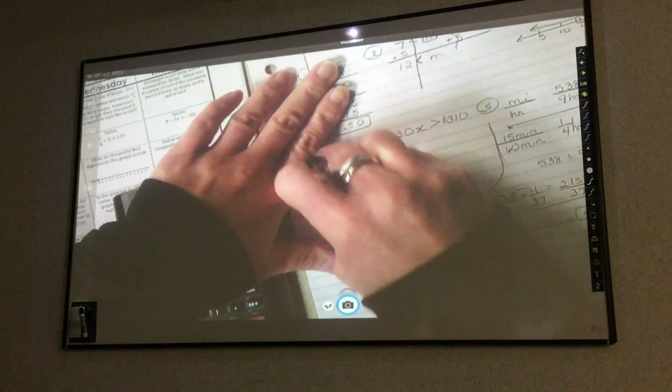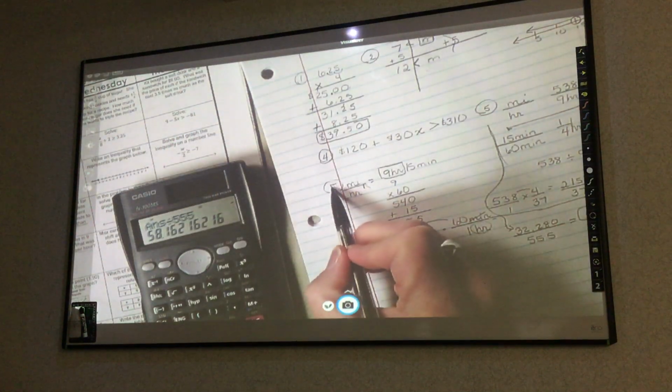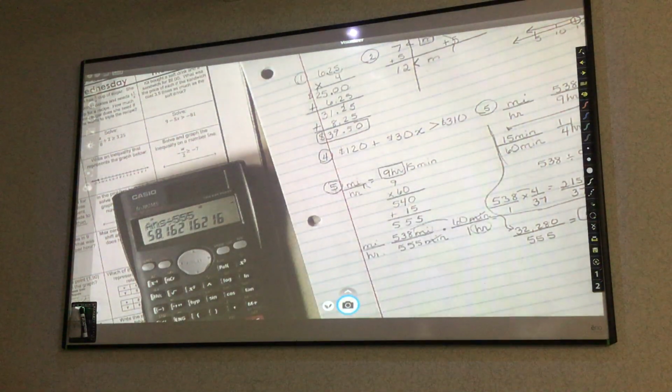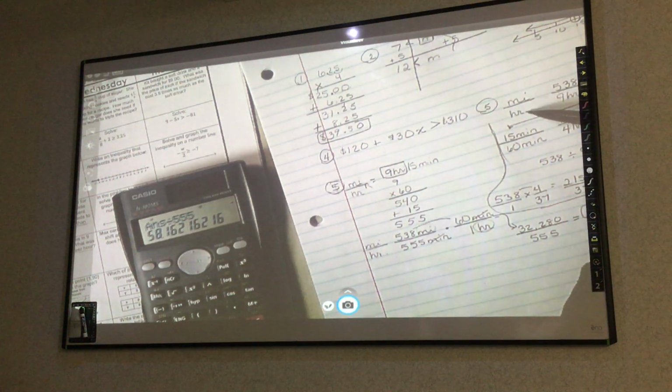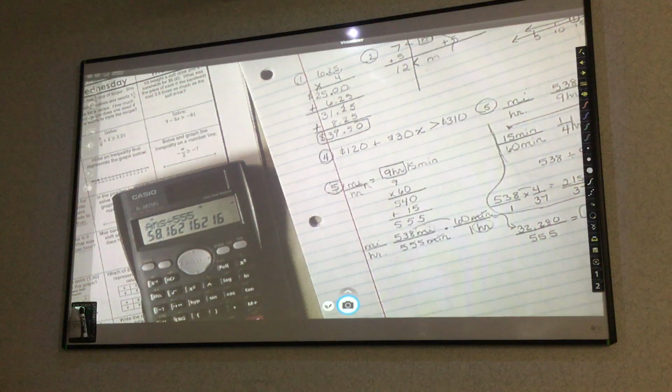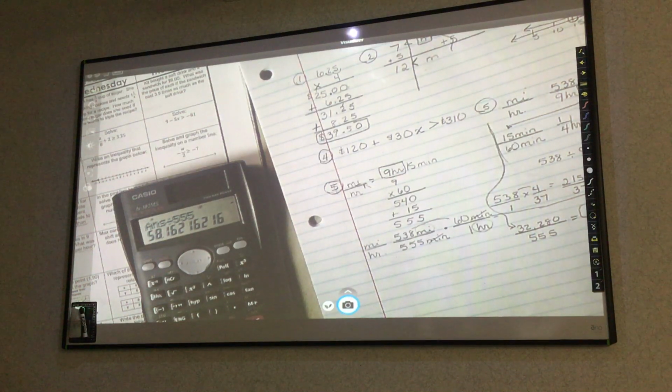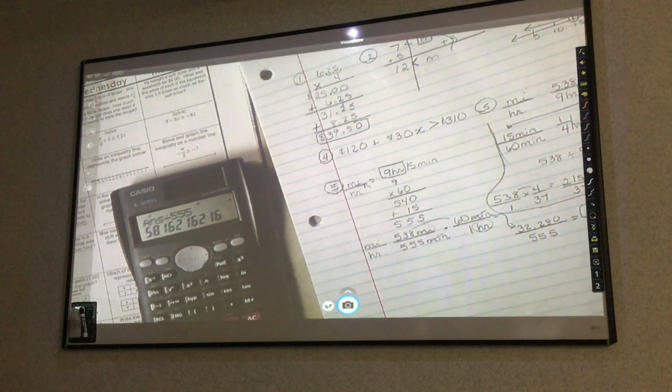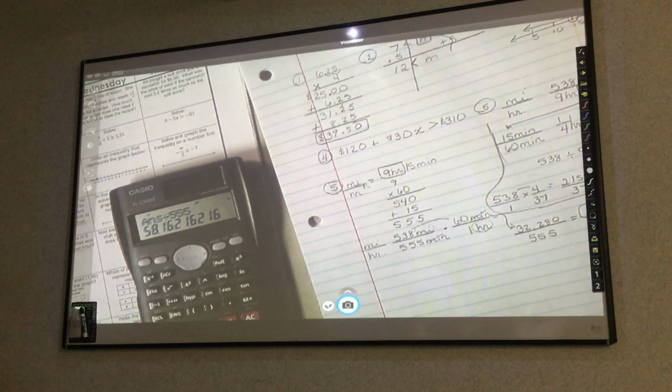Still number 5. How many of you got that one correct? Nice. How many of you understand how to set it up? How many of you set it up miles per hour first? How many of you at least put miles per hour? Okay, that's an excellent step right there. How many of you put 538 miles over 9 hours, 15 minutes? How many of you at least did that? Perfect. How many of you forgot to change it all to hours or all to minutes?